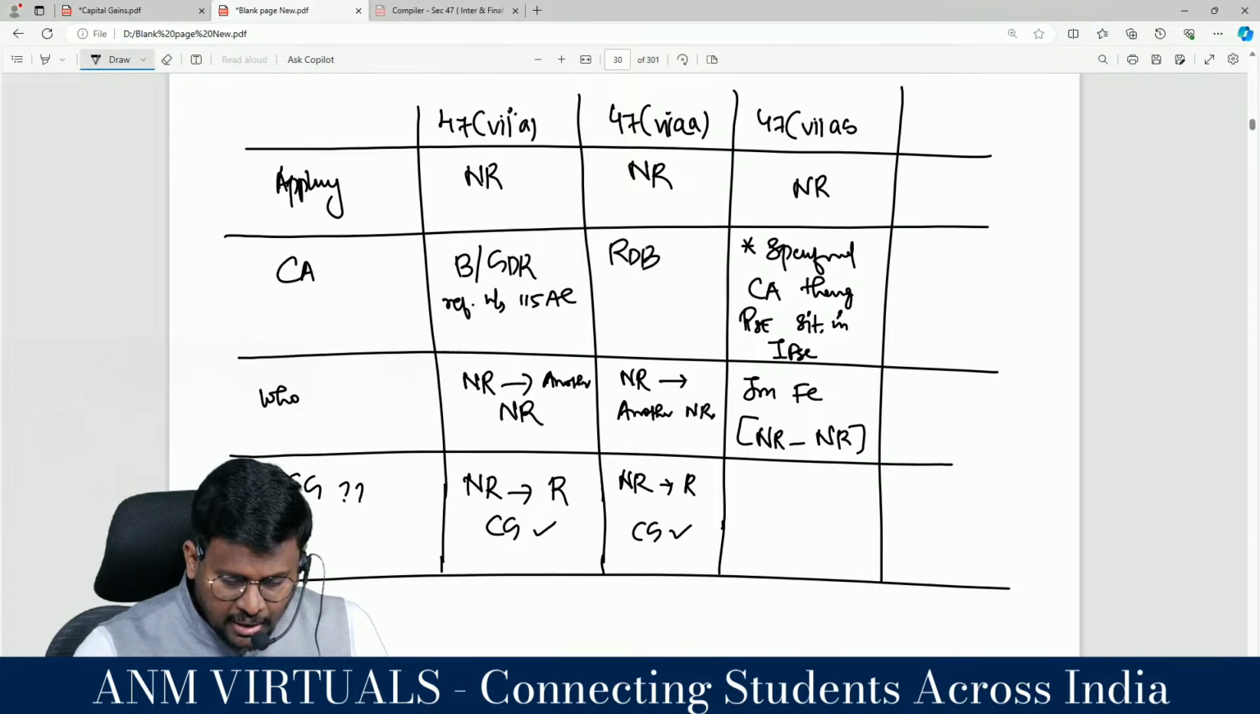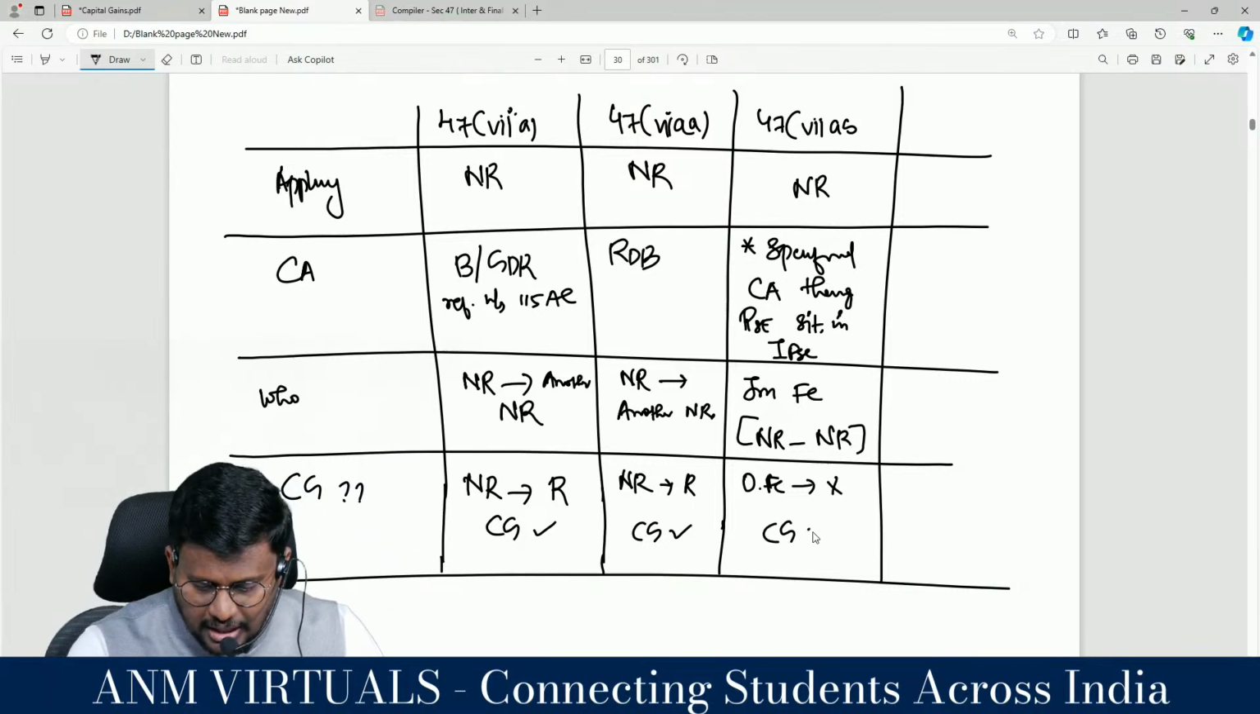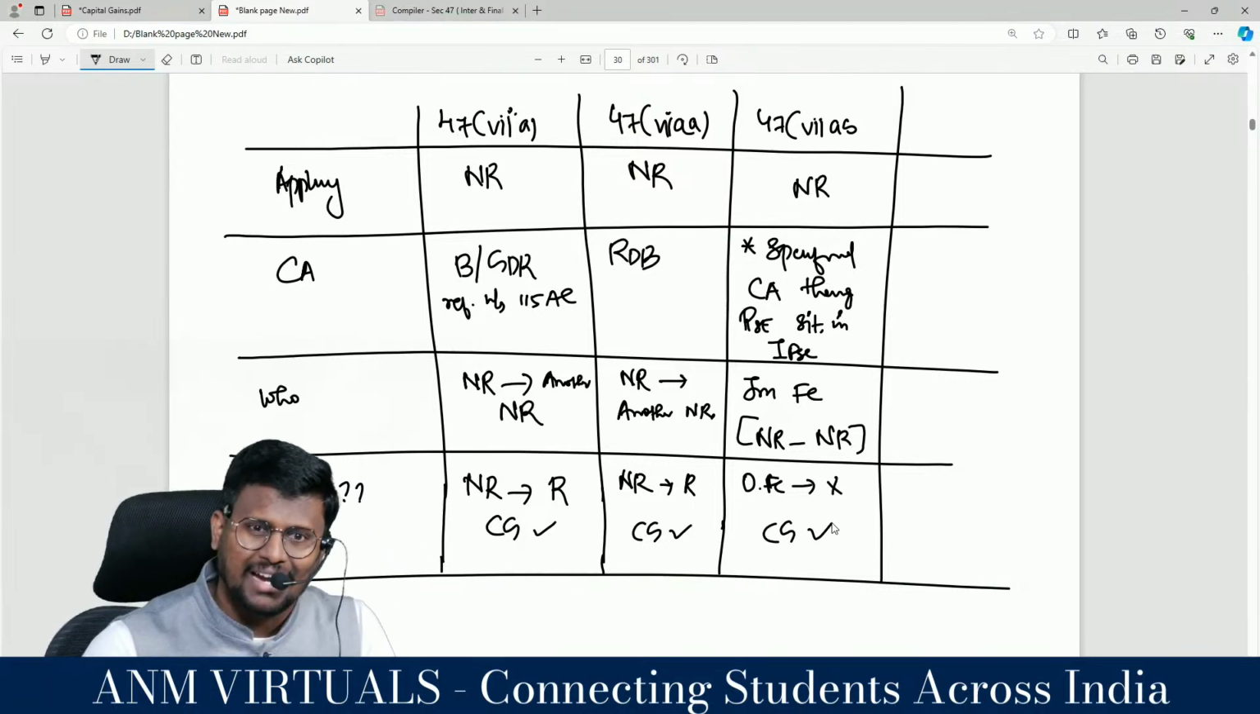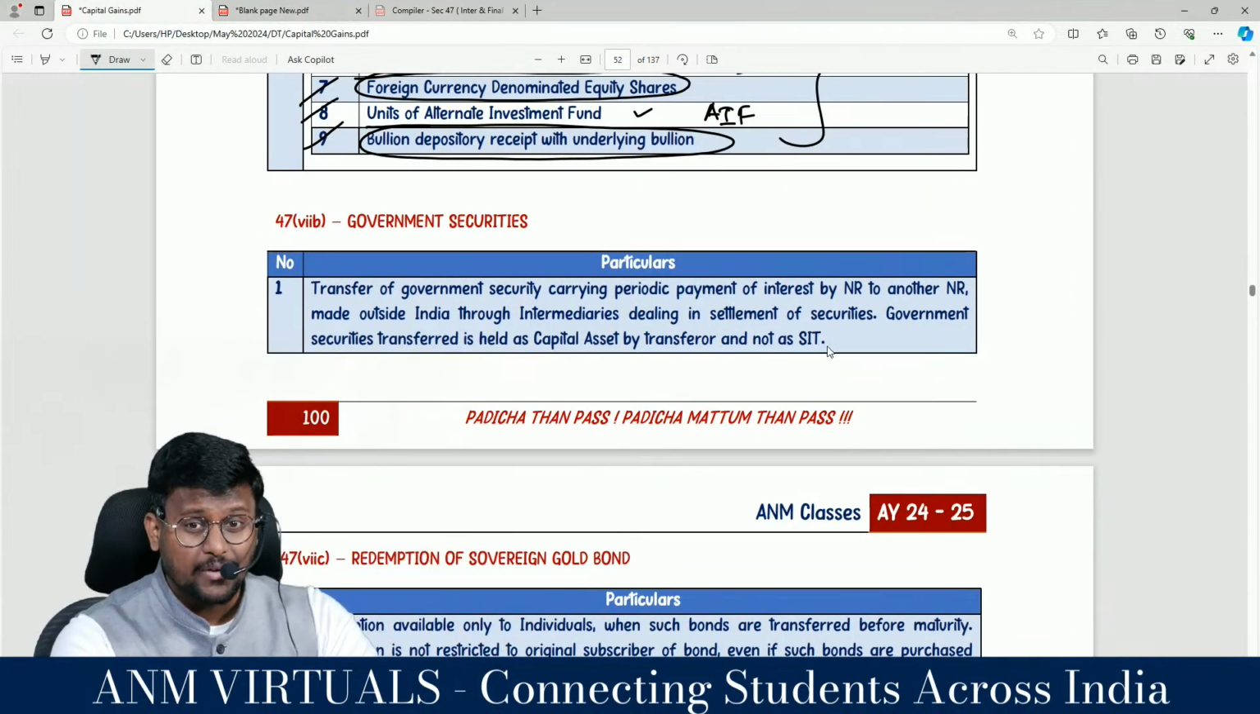Are you really with me? Then capital gain, my dear lovable students, sir, other than what currency? Foreign currency. Other than foreign currency, capital gain will get attracted. Are you able to follow? Yes, sir. Come here. What is 47 clause 7?